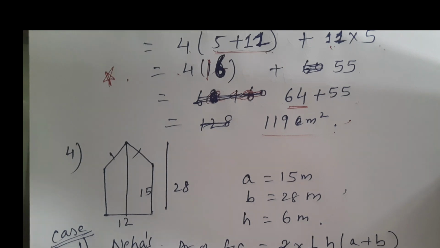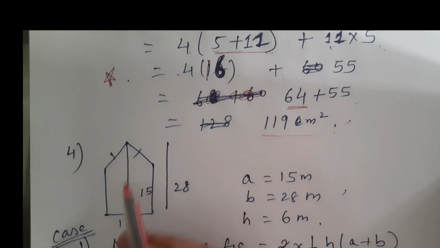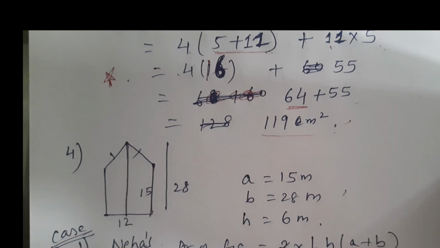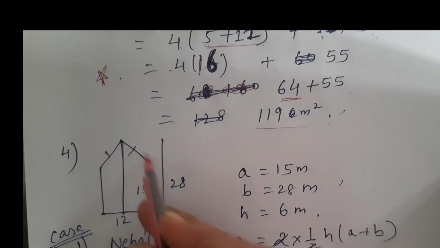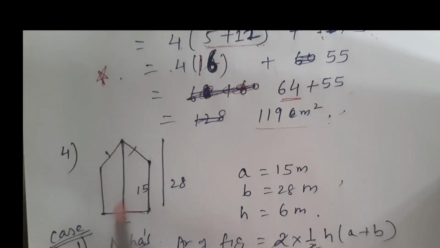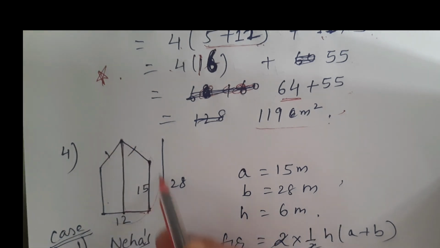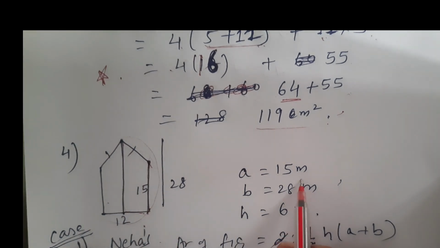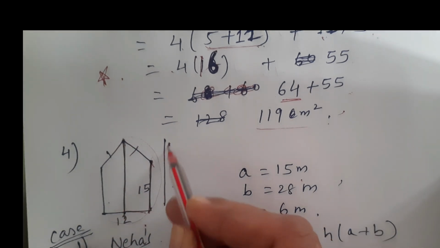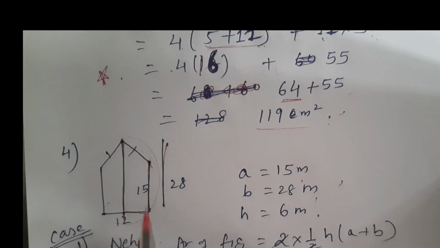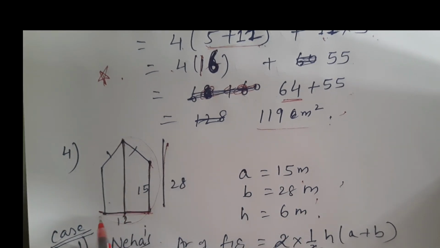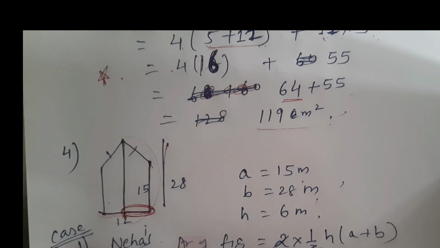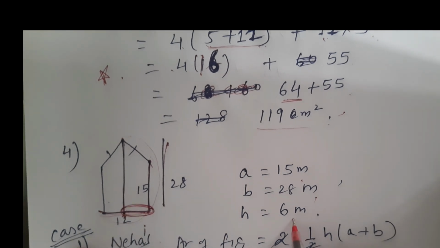First, for Neha's case, she considered this figure as trapezium. As in trapezium we have 2 parallel sides. So here this is one trapezium. If we find the area of this part and multiply by 2, then we'll get the whole figure area. So here one of the parallel sides is given 15, the other parallel side is whole which is given 28, and height, this whole is given 12. So to find height, I divided this by 2. So this is height 6. 12 divided by 2 is 6 meter.